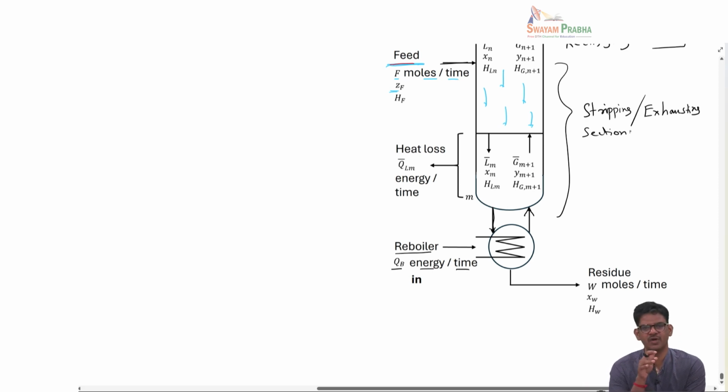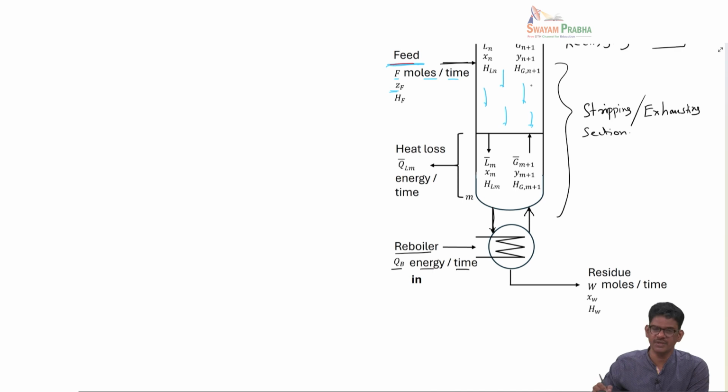So, in the stripping or exhausting section, what is happening is, the liquid that is coming down has both A and B, and we want to remove some amount of A from the liquid to the upcoming vapor. Okay, that is what is called stripping. Stripping is an operation where a solute is transferred from a liquid to a vapor. Okay, so here in the stripping operation, component A, which is more volatile in this case, is transferred from the liquid phase to the vapor phase.